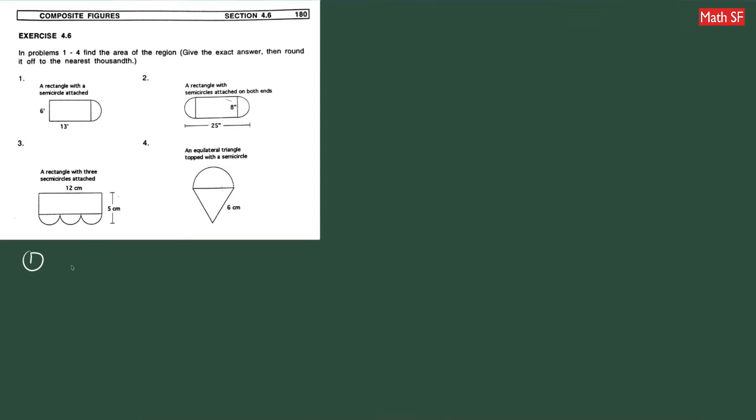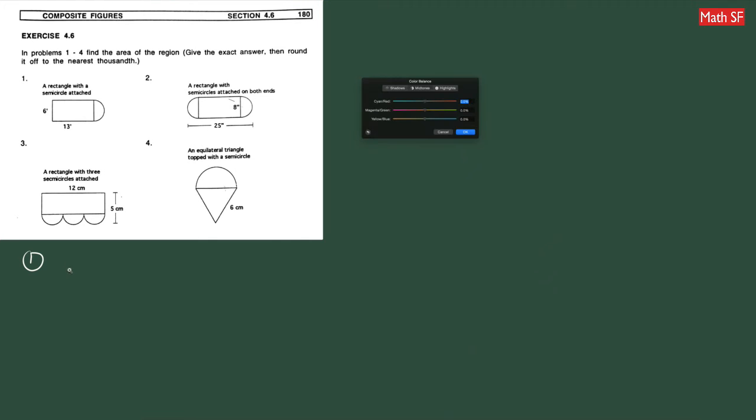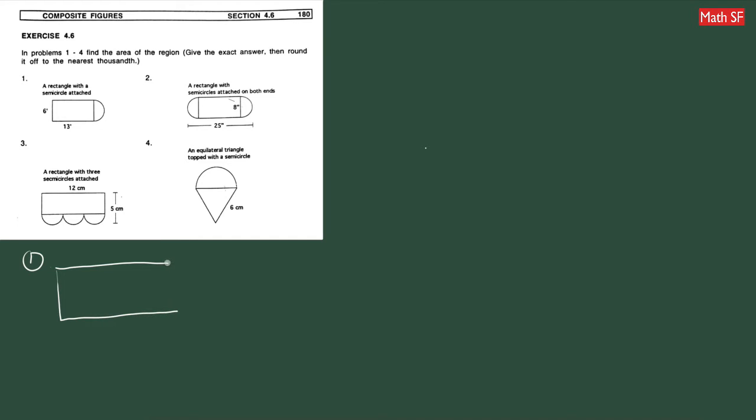My artistic skills are not that good, so we're gonna have to be doing a few things here. Let me see. I'm gonna try to make a nice rectangle. Here you go, a rectangle and a semicircle. So this measurement here is 6, this measurement here is 13 feet. So everything is in feet. I'm probably gonna write here feet.